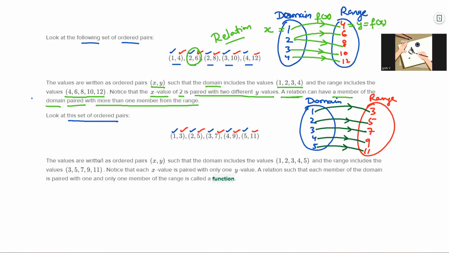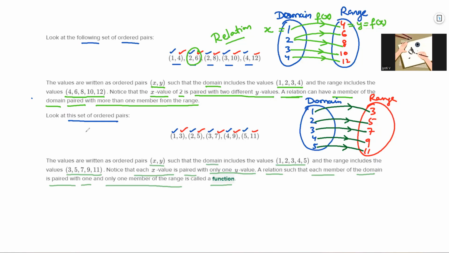Now, the values are written in the ordered pair x, y such that the domain set includes 1, 2, 3, 4, 5, and the range set includes 3, 5, 7, 9, 11. Notice that each x value is paired with only one y value. A relation in which each member of the domain is paired with one and only one member of the range set is called a function.